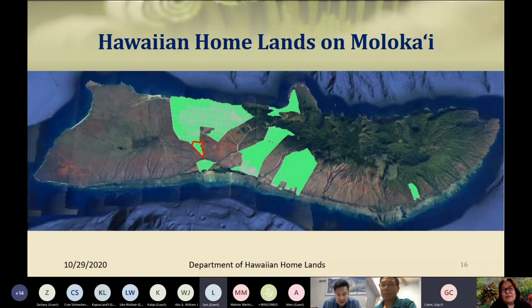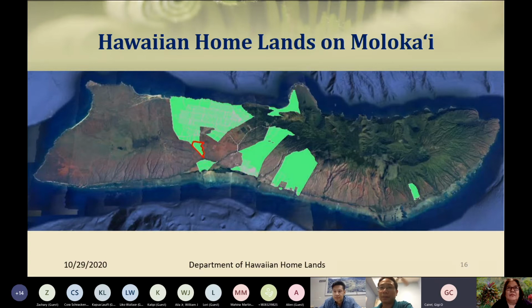Okay, next question. Does PV installation on an existing structure require an EA? No, that would be considered a minor alteration to an existing structure. But for a large-scale PV project such as this, it would require an environmental assessment. But for a modification to an individual homestead lessee's residence, no, it would not require an environmental assessment.